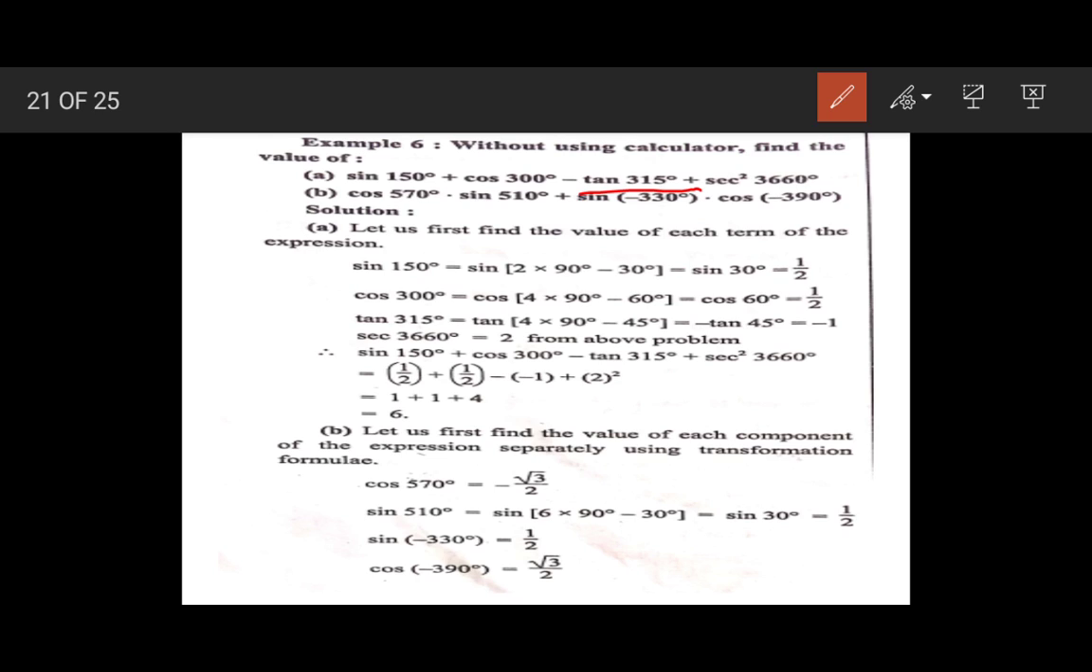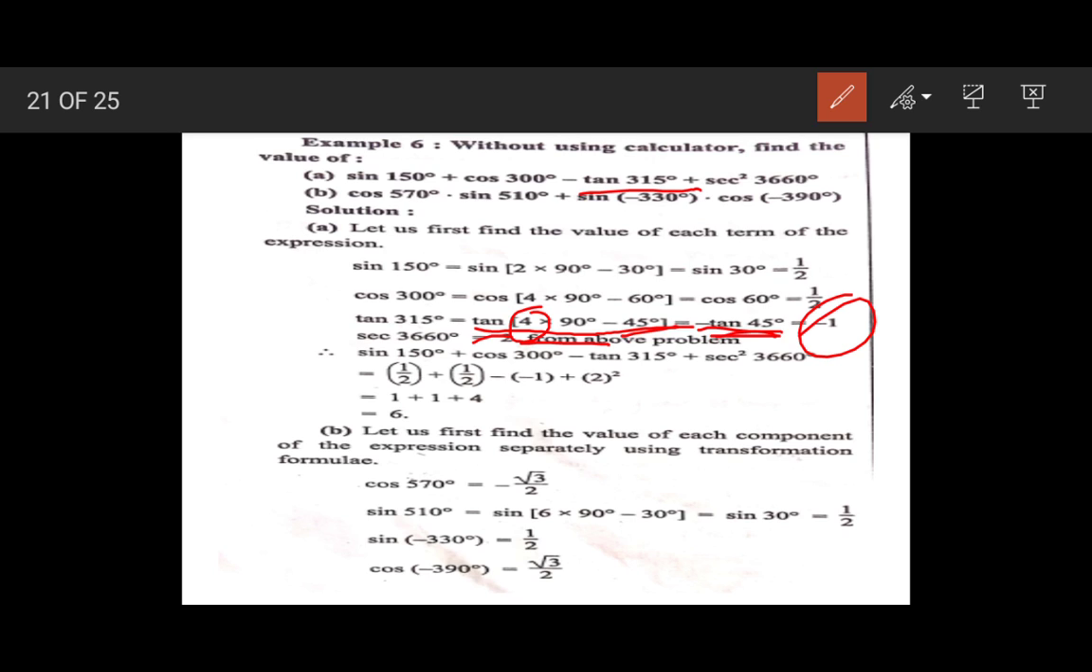So tan 315 degree means tan 4 into 90 degree minus 45 degree, so that is equal to minus tan 45 degree. Why? Because n is 4, so tan will convert into tan only. 4 into 90, 360 minus something, so angle is in fourth quadrant. In fourth quadrant tan is negative, so therefore this will be minus tan 45 degree. Okay, and tan 45 degree is 1, so value is minus 1.